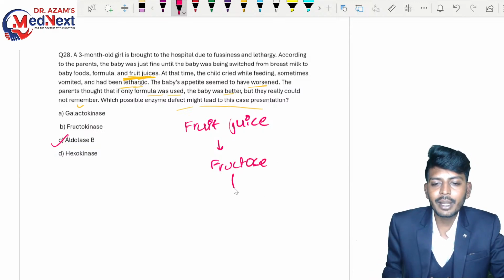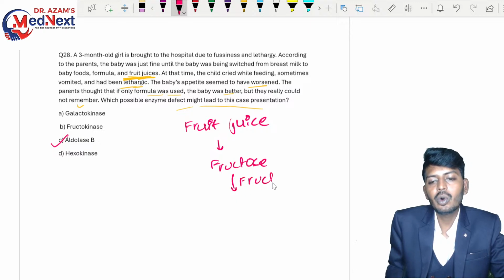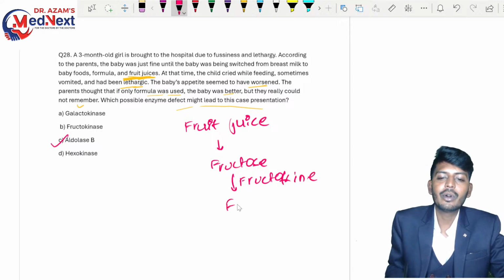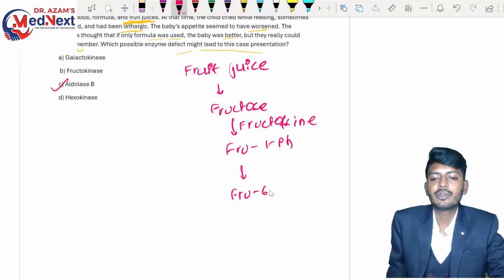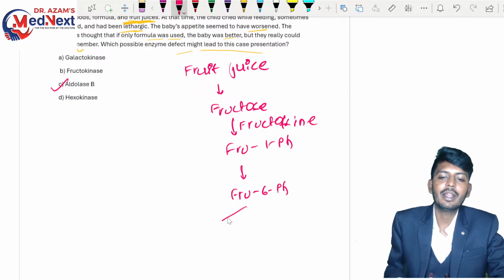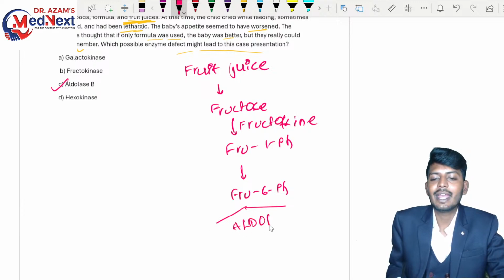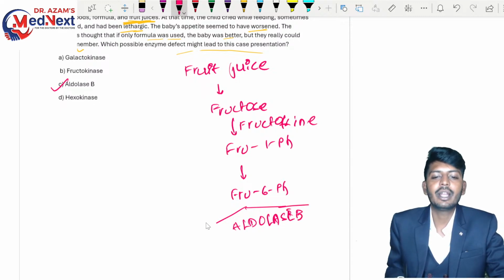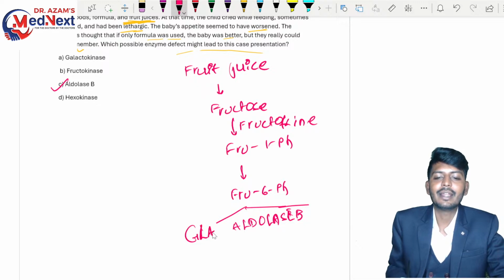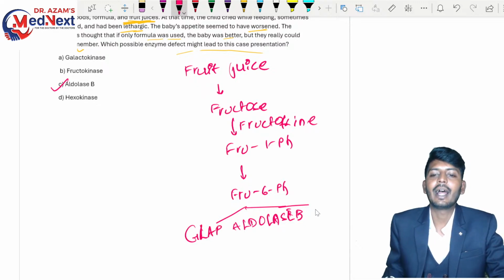We have something called fructose. Now fructose, my dear students, with the help of fructokinase, will get converted into fructose 1-phosphate. From there, this fructose 1-phosphate will get converted into fructose 6-phosphate. This, under the influence of an enzyme called aldolase B, what is the name of the enzyme? Aldolase B, will get converted into glyceraldehyde phosphate, GLAP, and dihydroxyacetone phosphate, DHAP.